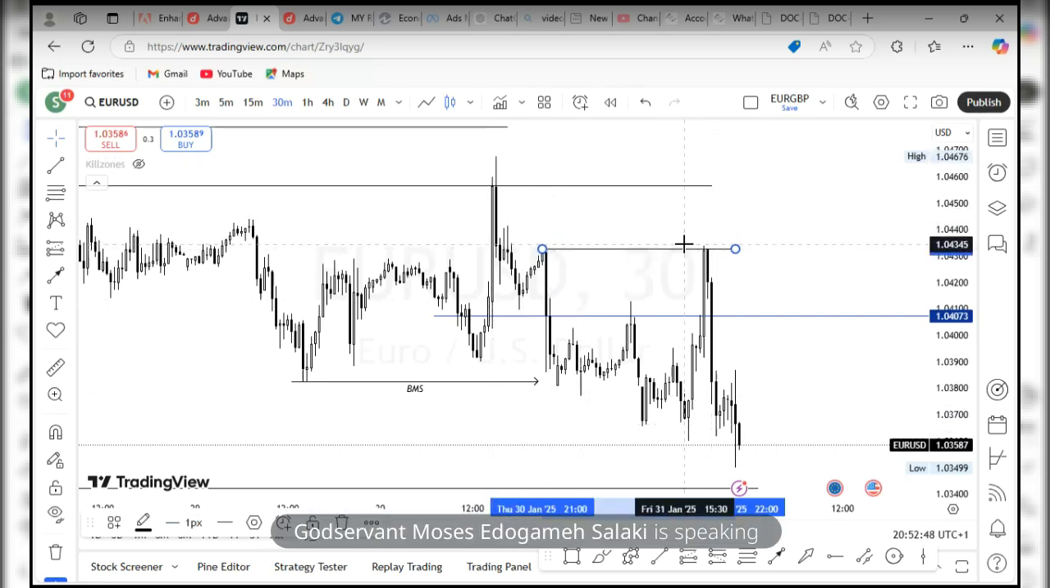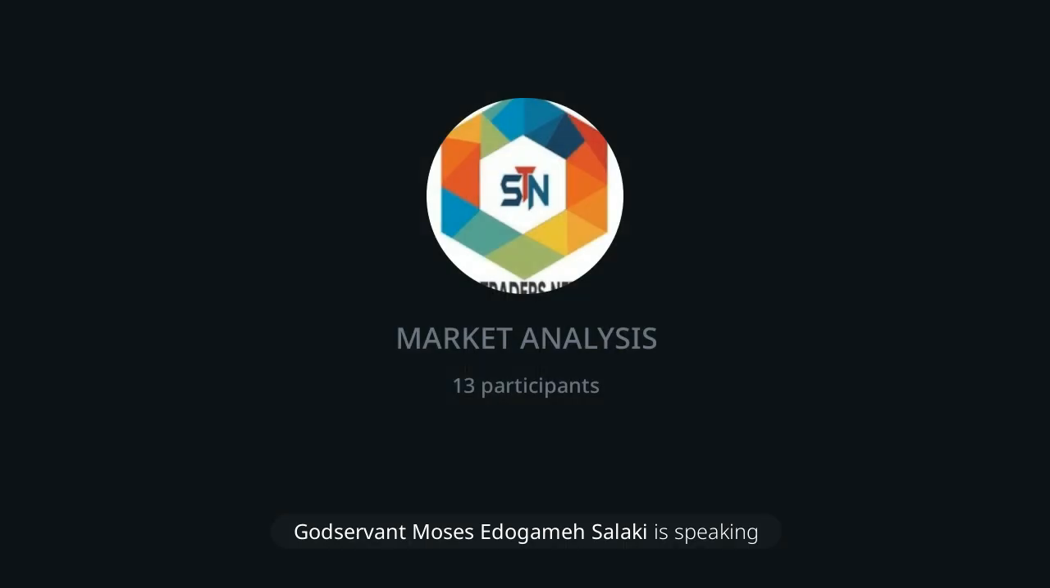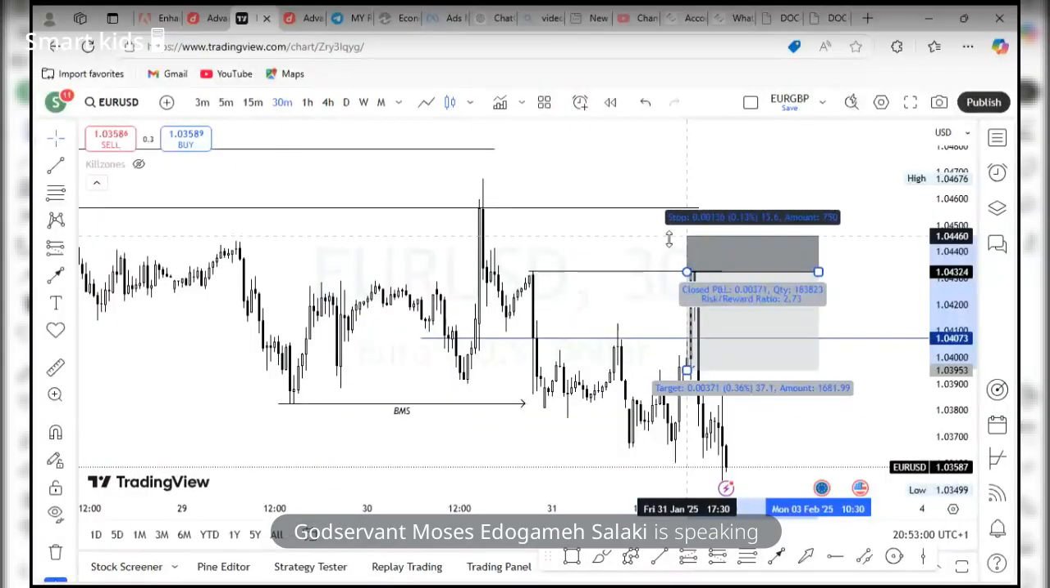And price came in there, though not in time. Price came in around 6 p.m. So I was not in on this trade, but price actually came. So stop loss maybe here, or we want to be conservative. Stop loss at that high.